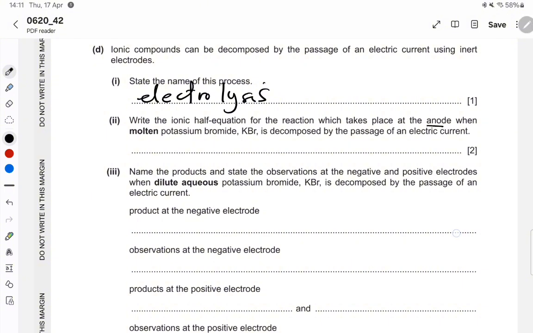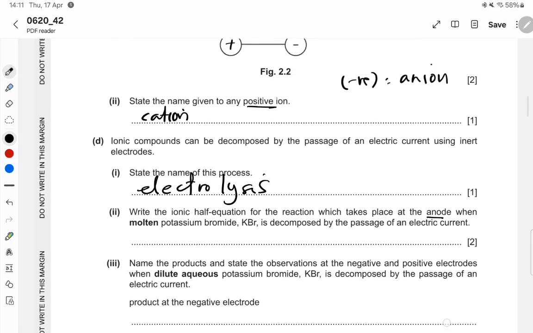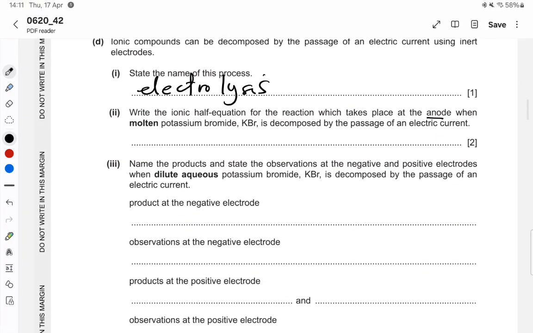Now, how do I handle this? Remember, what are we doing? We are looking at potassium bromide. So I'm going to write the thinking process. Okay, potassium bromide, agree? So it forms potassium ions and bromide ions. But at the anode, cathodes are negative, anode is positive. So what will happen? The bromide will head towards the positive electrode and it will be discharged.